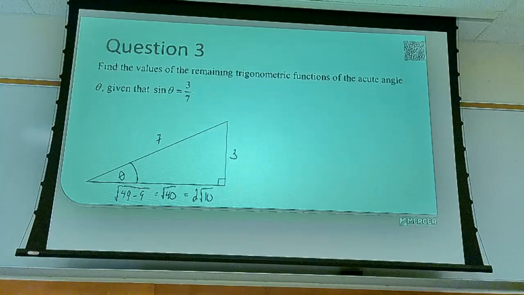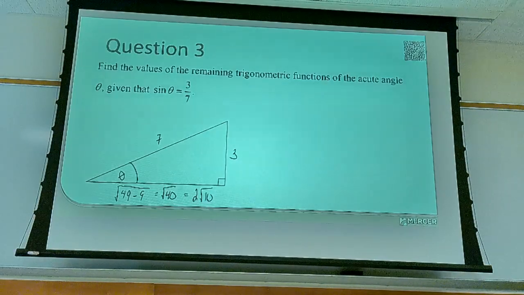So you move out a 2, and what are you left with on the radical? 2 times 5. 2 root 10. Now we already have sine, so we don't need to worry about that. Oh, by the way, we actually only have to find 4, because one of them is a freebie. Which one do we know immediately? Just given that sine is 3/7.